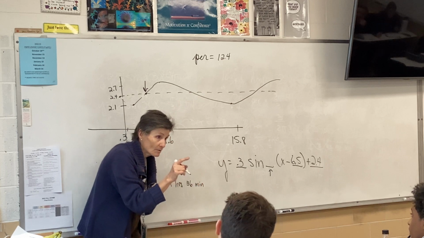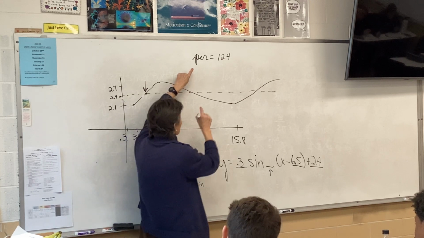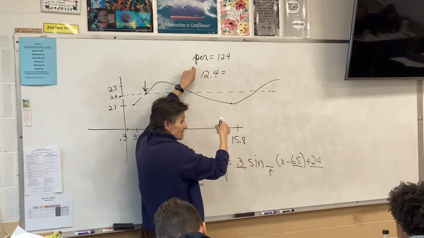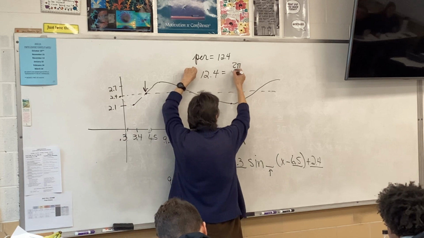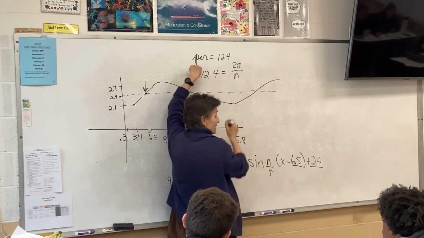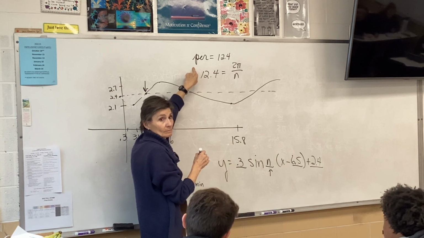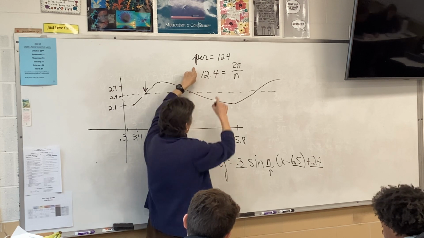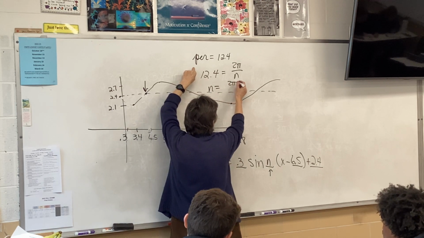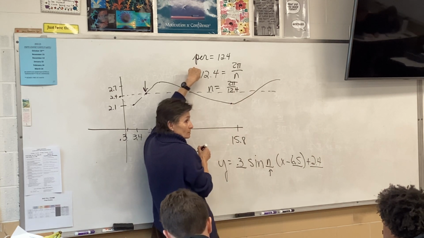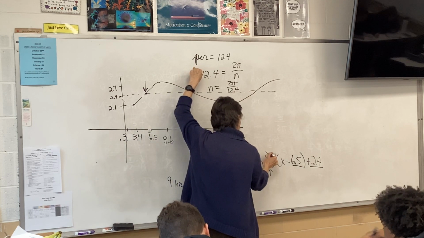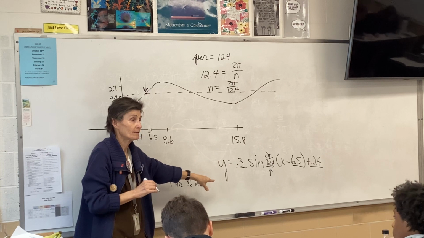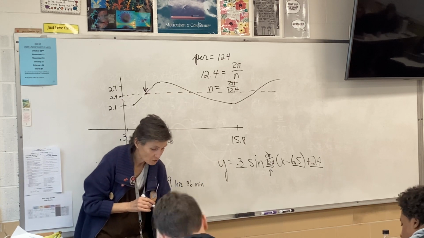And then what does this number have to do with anything? Let me find the period. Now, they told me that the period was 12.4. How do I find period? I take 2 pi and divide it by that number. That's how you find period. It's 2 pi divided by that coefficient. So what does that coefficient equal? 2 pi over 12.4? There's your equation. Now, how are you going to answer the question?